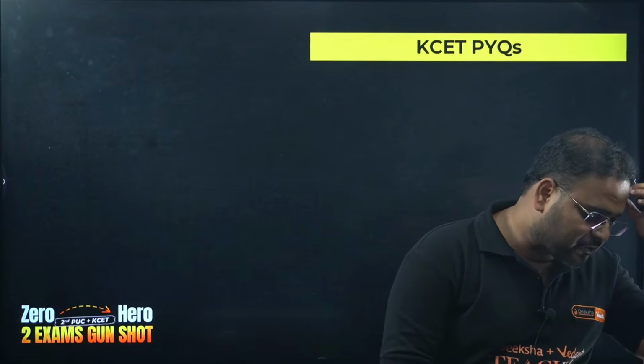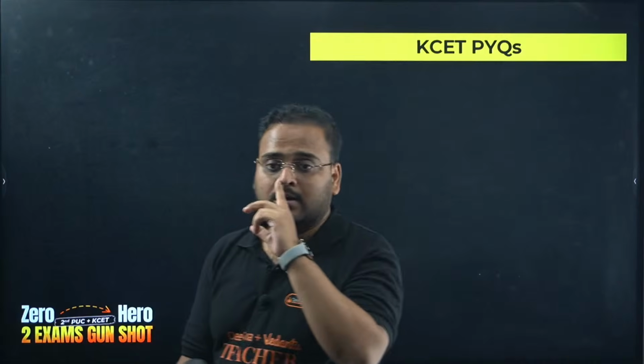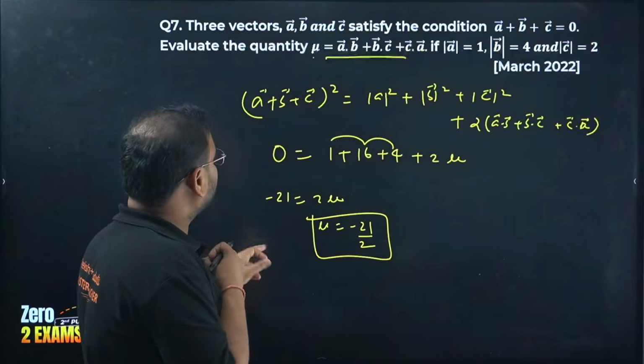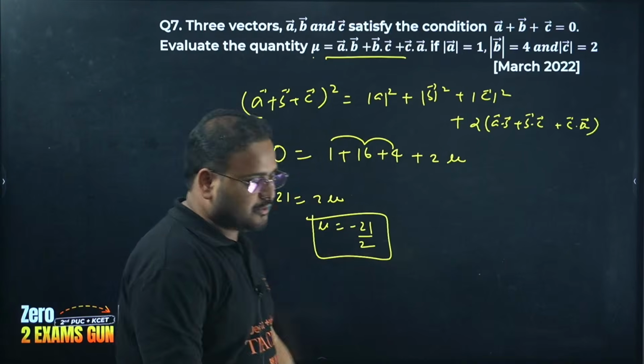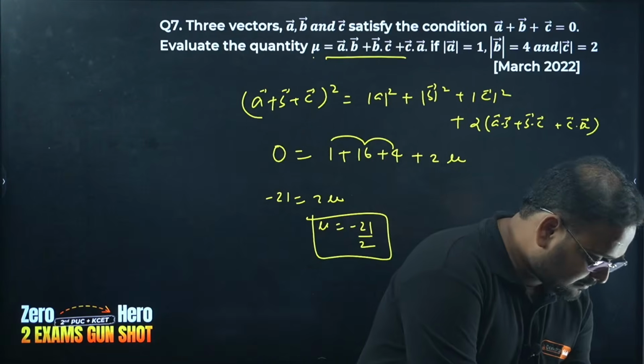Please check. It is minus 21 by 2, not 21 by 2. You have given 21 by 2. Please cross check. It is minus 21 by 2. Or am I wrong? No, it is not right only. No, minus 21 by 2. Please cross check.